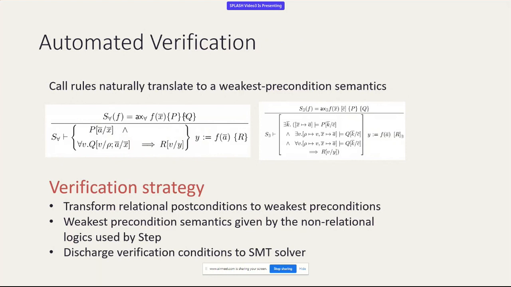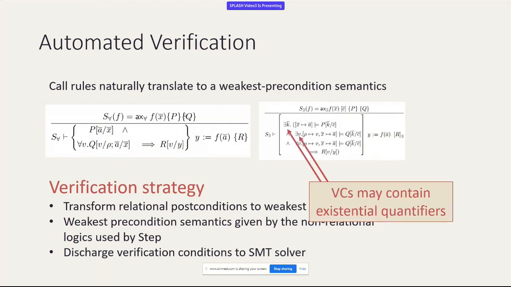So we use the standard weakest precondition semantics for universal total and partial Hoare logic, augmented with these rules. And then for verification, we start stepping over program statements on the existential and universal side, discharging verification conditions using this weakest precondition semantics to an SMT solver. Note that these verification conditions are going to contain existential quantifiers potentially if we've stepped over existentially quantified calls.